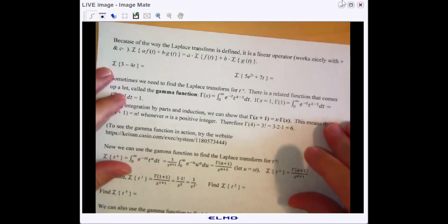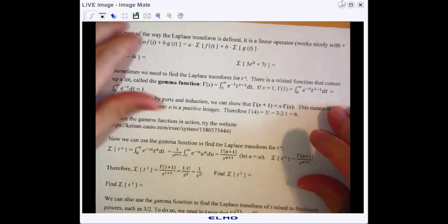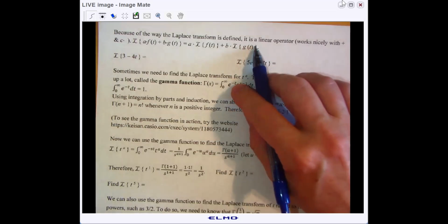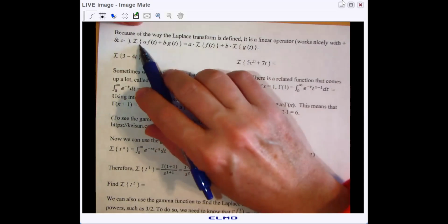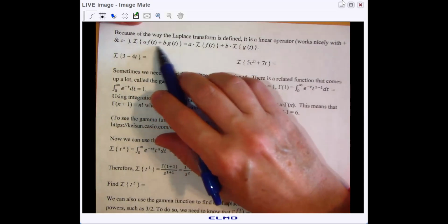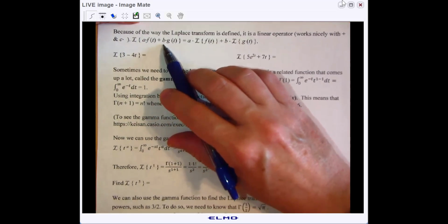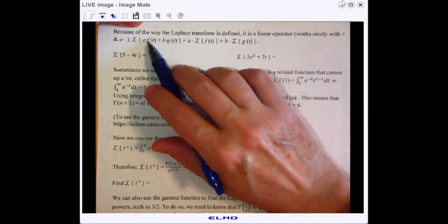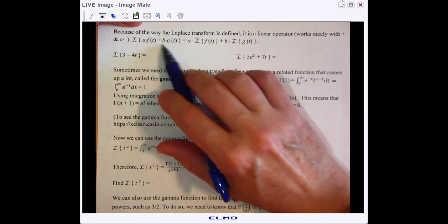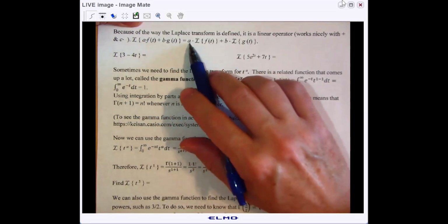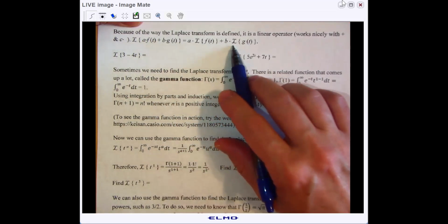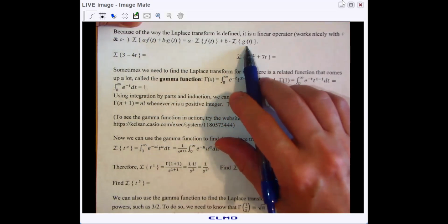So one of the first things that we notice about the Laplace transform, and it gets it because of the integral in the definition, is that the Laplace transform of a times f of t plus b times g of t is, because of the ability to factor constants out and split up integrals over addition and subtraction, a times the Laplace transform of f of t plus b times the Laplace transform of g of t.